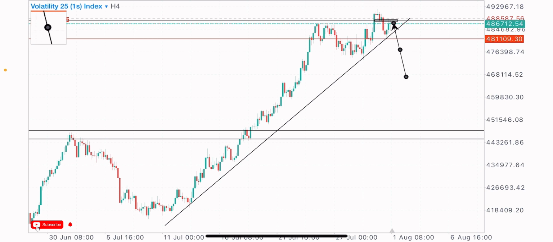So I just took my first entry at this zone. I'm expecting more sells basically. My first TP is at this red line. I'm expecting market reaction on this zone. After that, we'll be seeing more sells in the coming hours on V251S index.